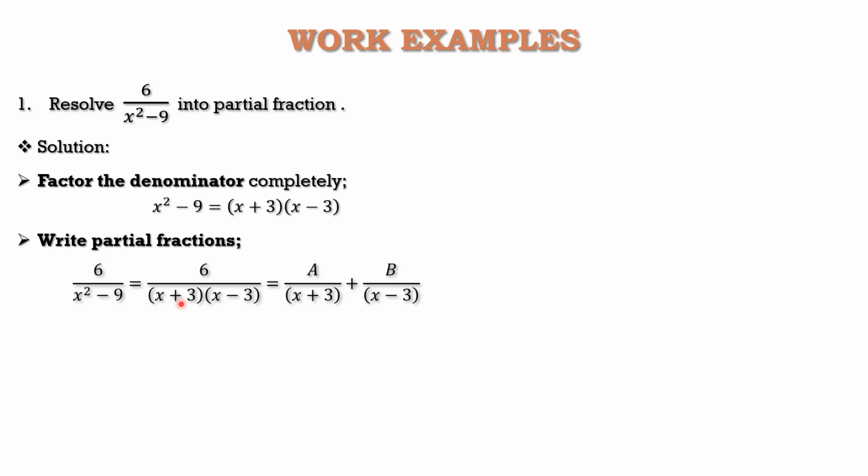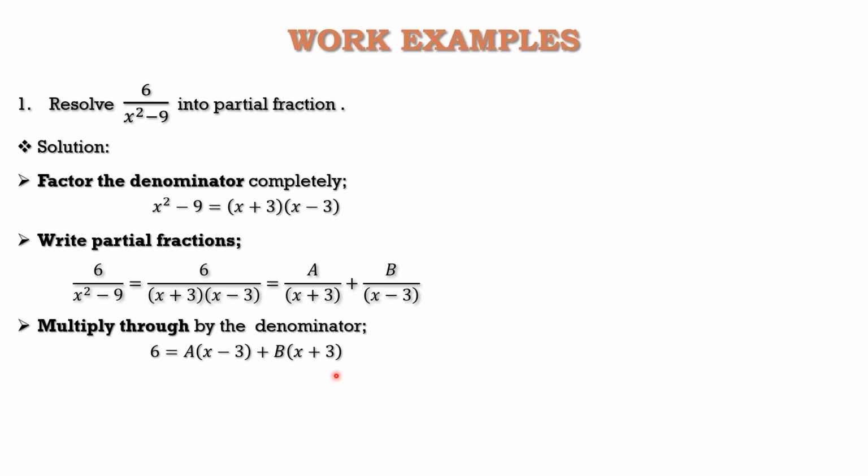We have linear factors. And what do we use to separate linear factors? Constants. So here, A divided by x plus 3, plus B divided by x minus 3. So we've separated. We just have to find the values of A and B. So multiply through by the denominator, and we are going to end up with 6 equal to A(x minus 3) plus B(x plus 3).